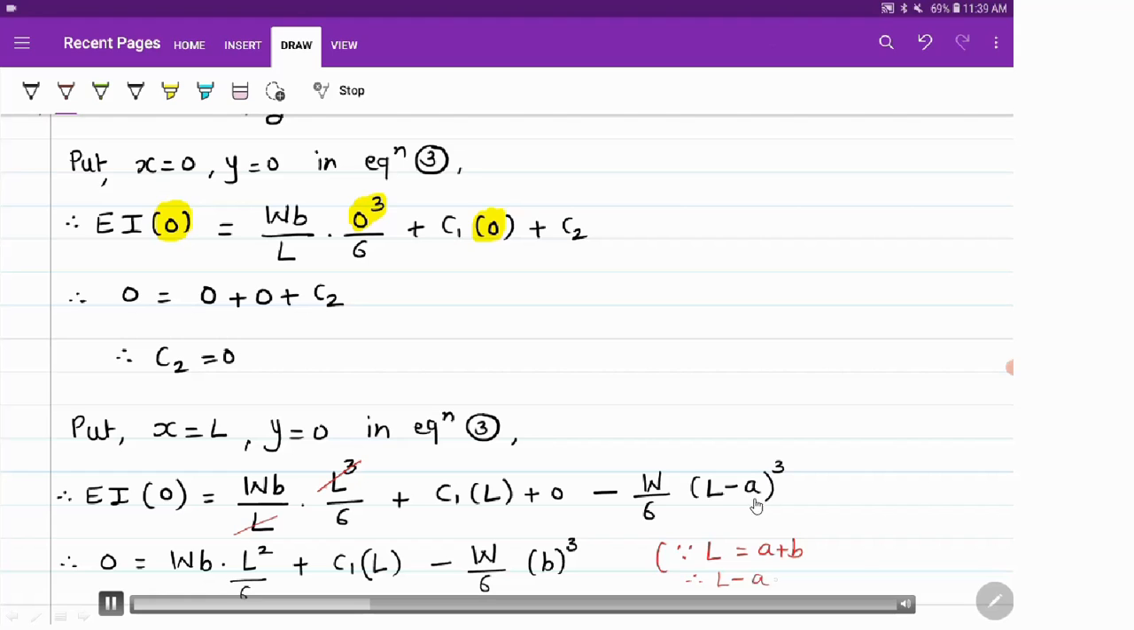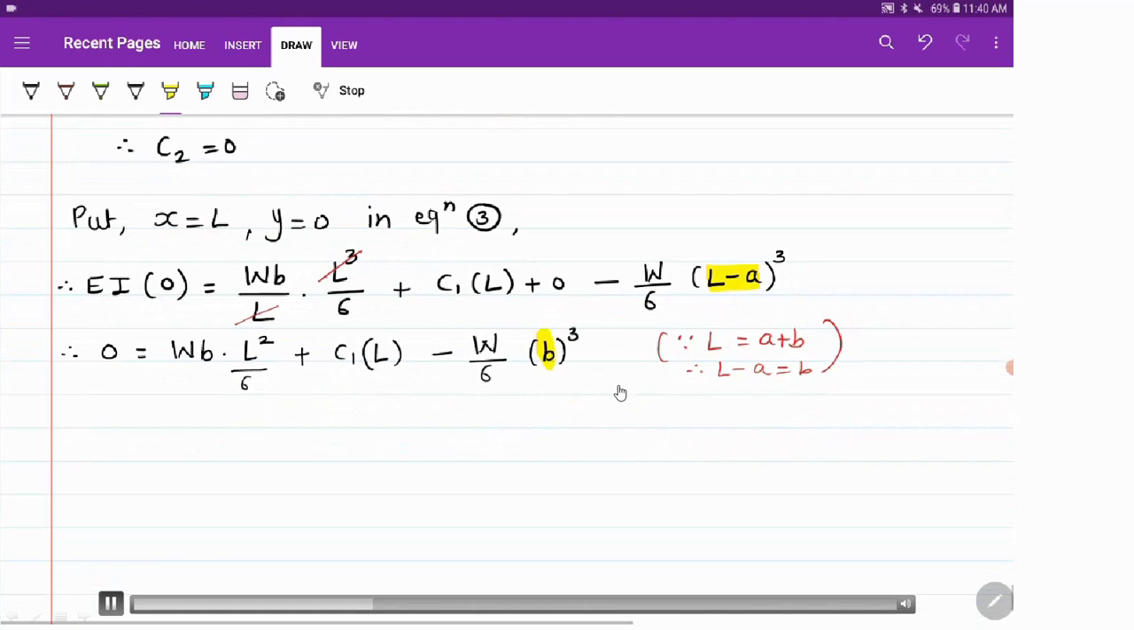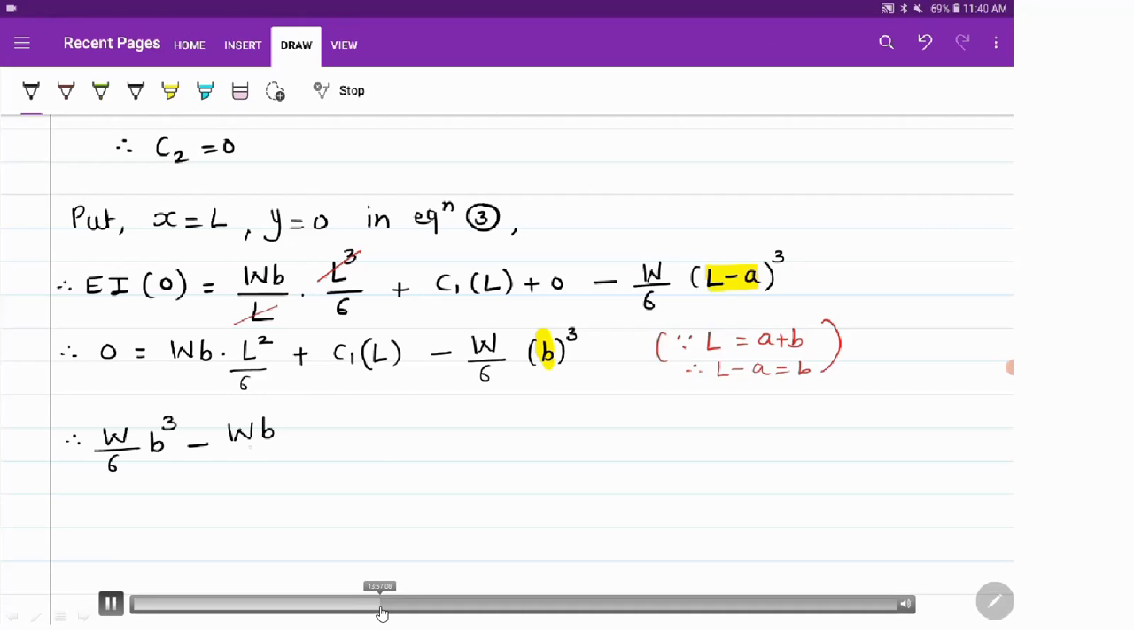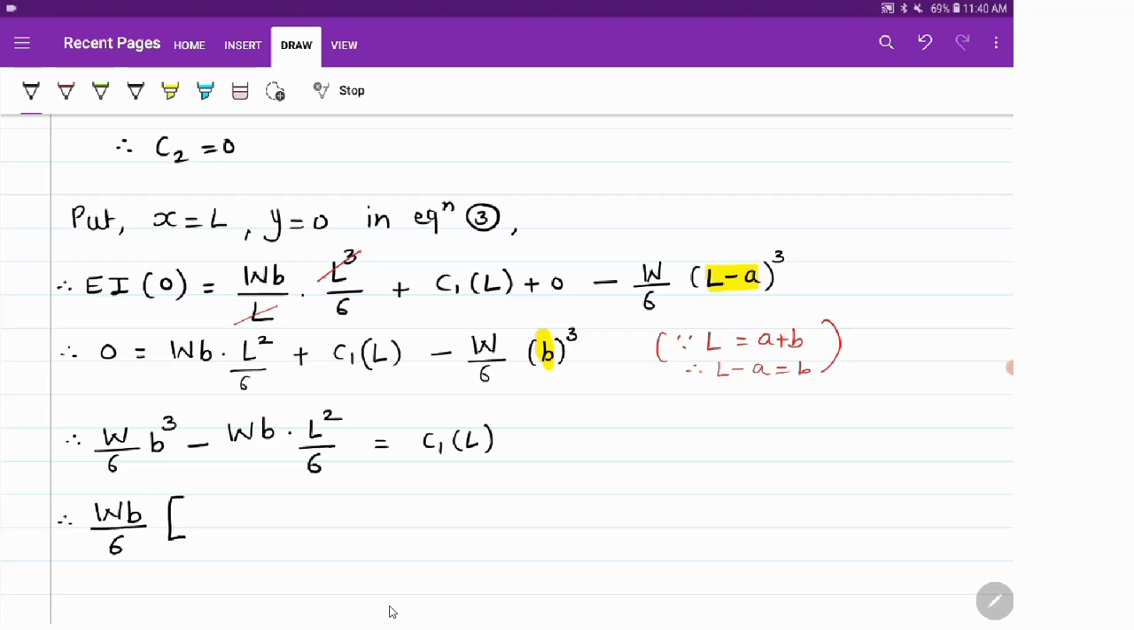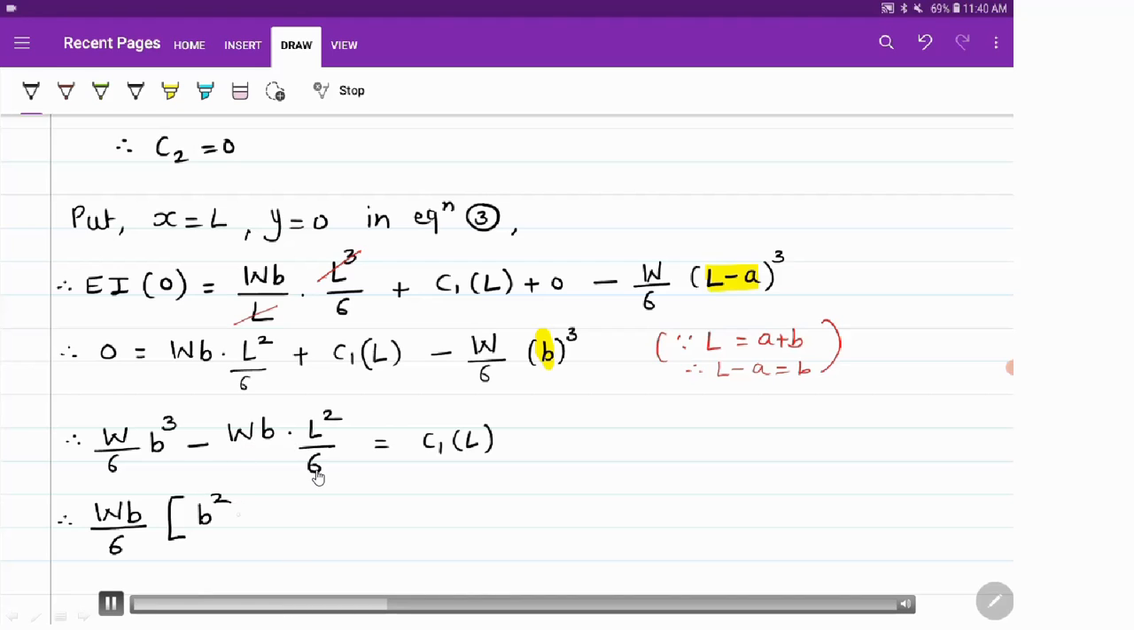Now instead of L minus a, we can substitute b. So it is W by 6 b³, because L is equal to a plus b, which implies that L minus a is equal to b. So in place of L minus a, we can easily substitute the value of b over here. To find out the value of C1, transfer this negative term to the other side, it will become positive, and transfer this positive term to the other side, it will become negative, and that will be the value of C1L. Now we can take certain terms common over here. Suppose we take Wb by 6 common, then here it will be only b² minus L², and that is equal to C1L.